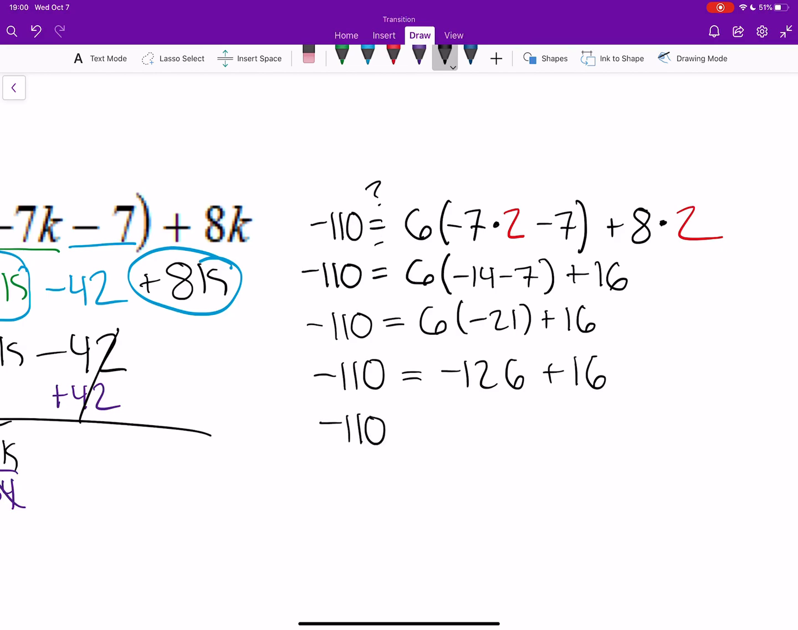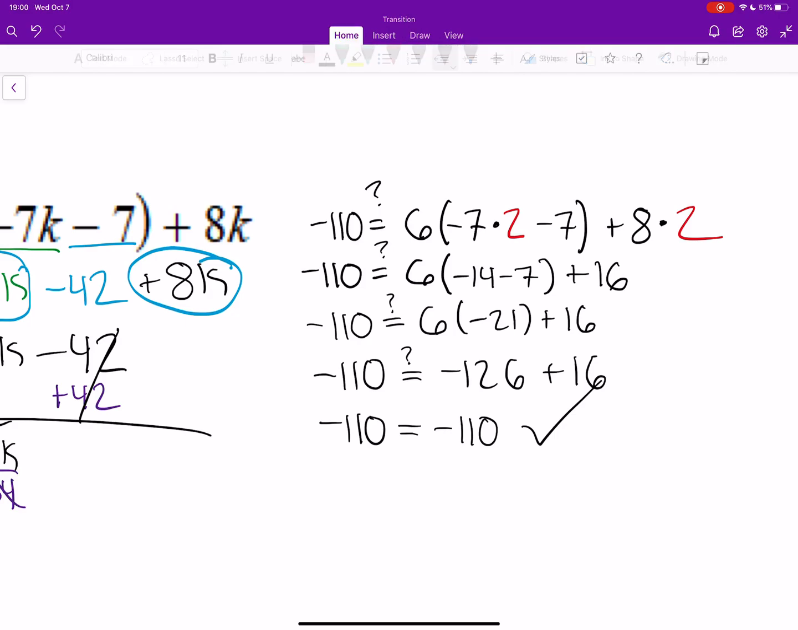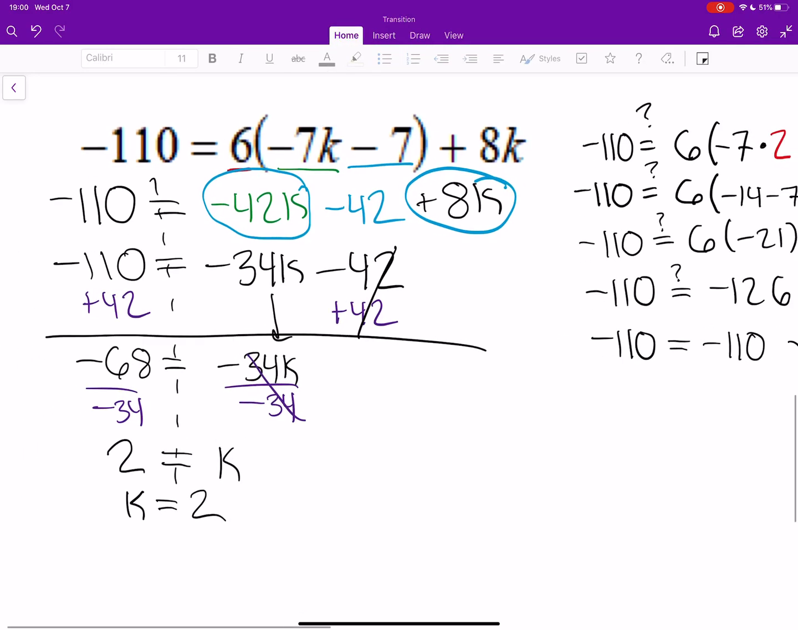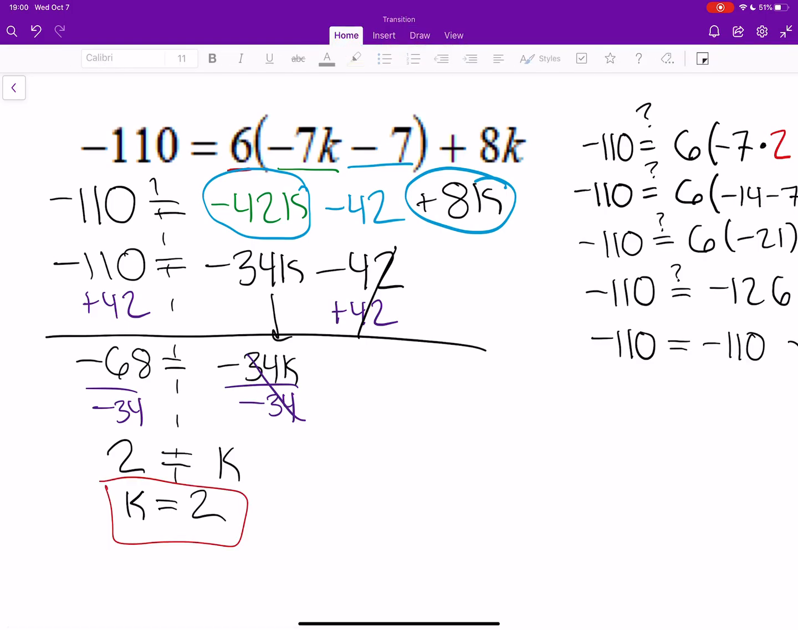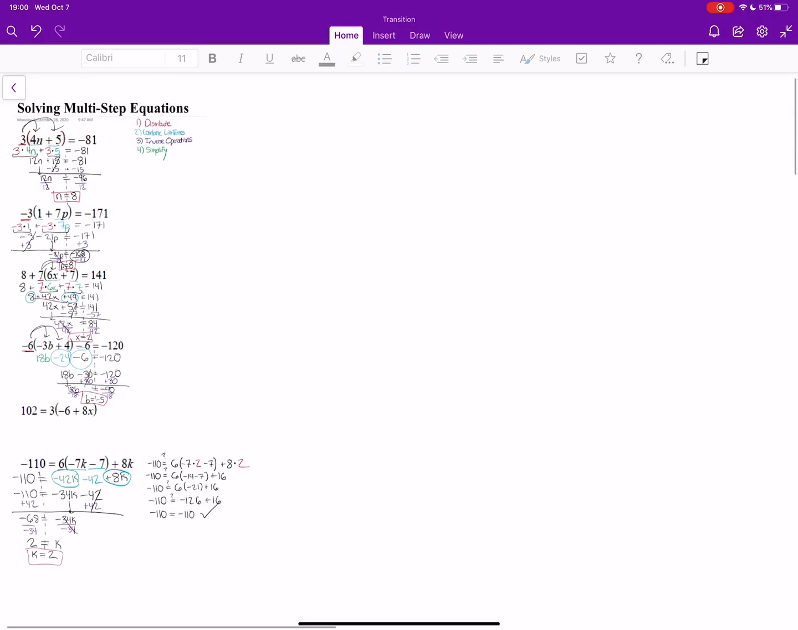Finally, is it true that negative 126 plus 16 equals negative 110? It sure is indeed. And since we got negative 110 equals negative 110, which is a true statement, we can be fairly confident that we solved this correctly and that k does indeed equal 2. And that's just a brief review of how to solve multi-step equations.